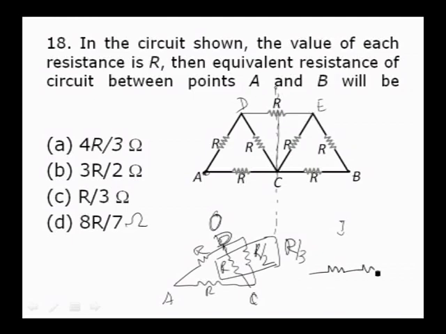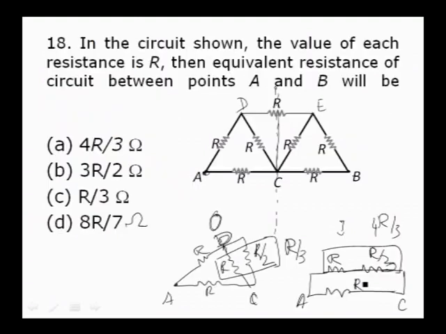This is R and this is R by 3, they are in series. This is R and this is R by 2 in series, and we have this R like this. This is A and this is C. Now R plus R by 3 are in series. We add these two together, and finally we get 4R by 3 effective resistance. 4R by 3 is parallel with R.